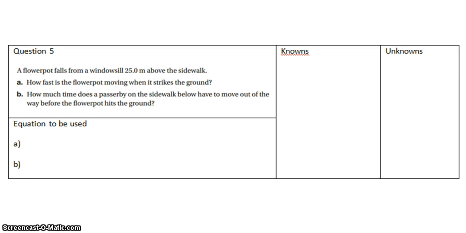Let's look at one more question. A flower pot falls from a windowsill 25 meters above the sidewalk. How fast is the flower pot moving when it strikes the ground? So we don't have a lot of numbers here. We've got to really think about what's happening.